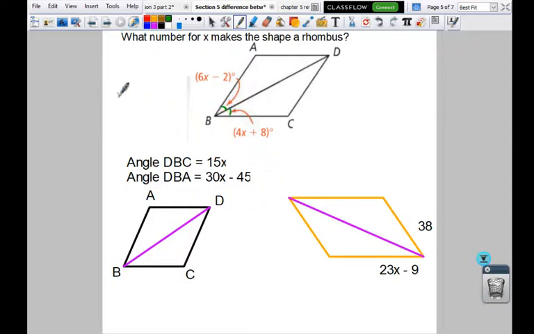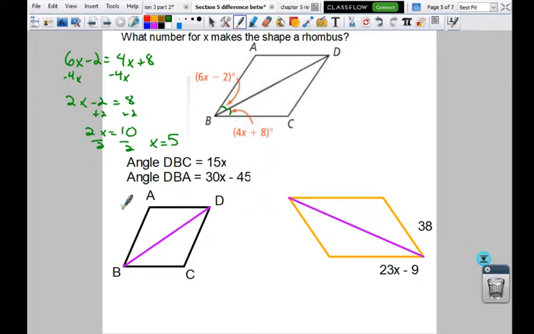Well, these equal each other. 6x minus 2 equals 4x plus 8. We just have to solve it for X. I'm going to minus 4x on both sides. We get 2x minus 2 equals 8. Plus 2 on both sides. We get 2x equals 10. Divide by 2. We get x equals 5. My symbols got messed up. I always put minus 2 instead of plus 2.